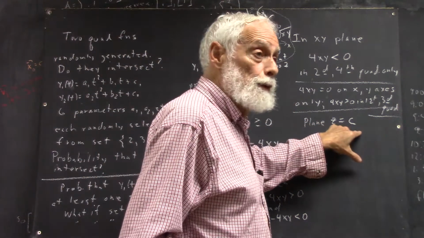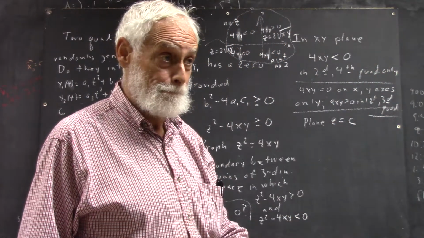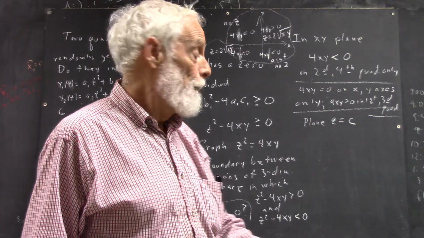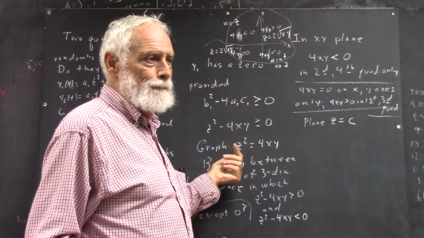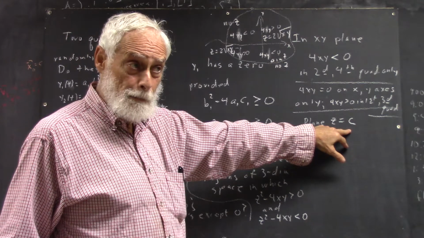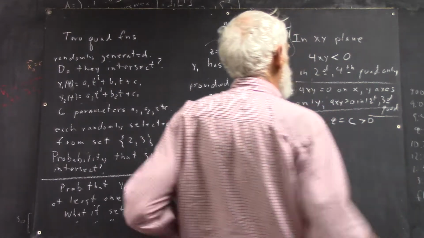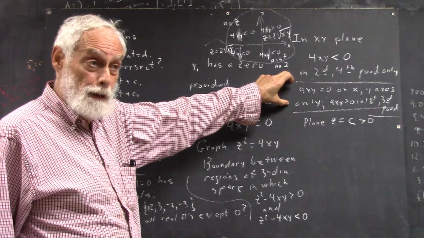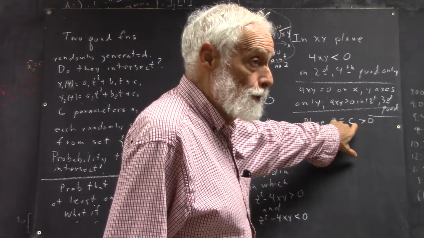Now we go to the plane where z equals c. That's some plane above or below the xy plane, right? Okay? Now since z squared equals 4xy, actually, you're not going to get any z's below the xy plane. This is going to be a positive constant, right? And it's not going to be 0, it's going to be greater than 0 because we already dealt with z equals 0, by considering the xy plane. So what do we get in the plane where z equals c?